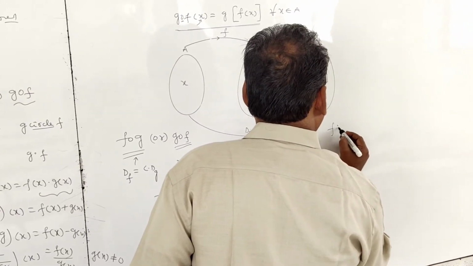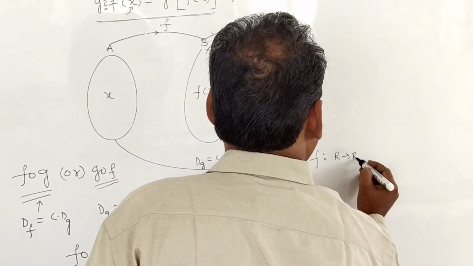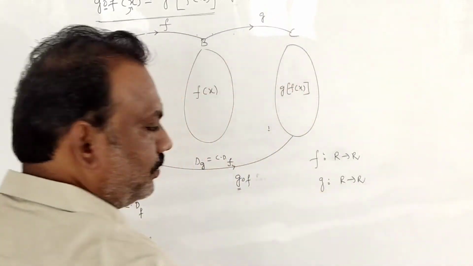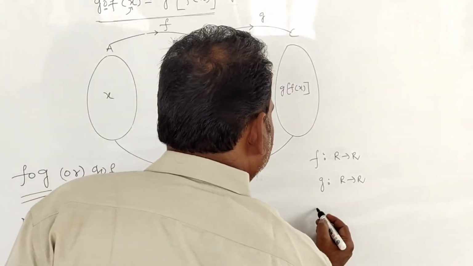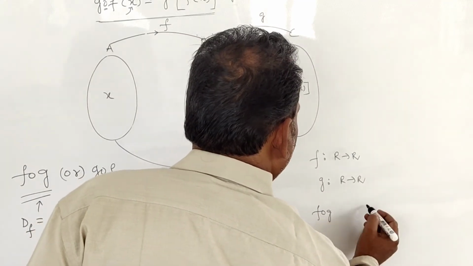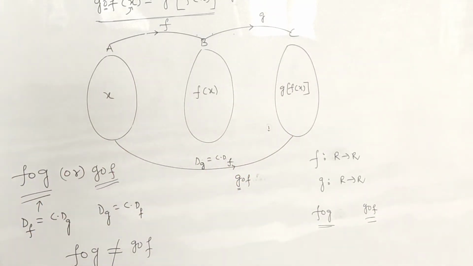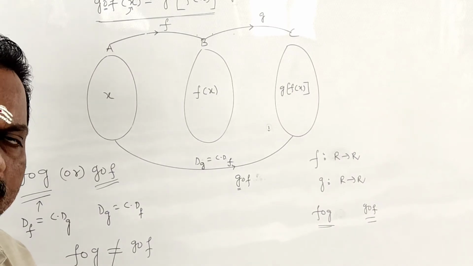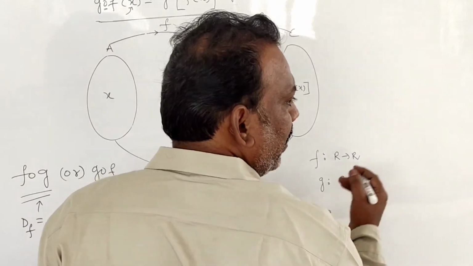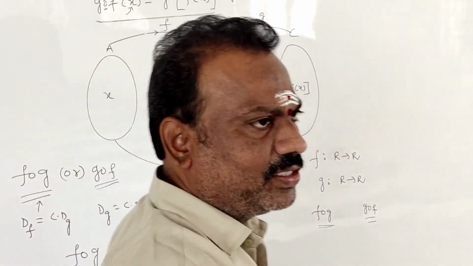One function F is mapping from R to R, students, that means real numbers to real numbers. G is another function mapping from R to R. You can see in this case F circle G exists, and G circle F also exists. But they may or may not be equal. That's why I told you functions do not obey the commutative law.